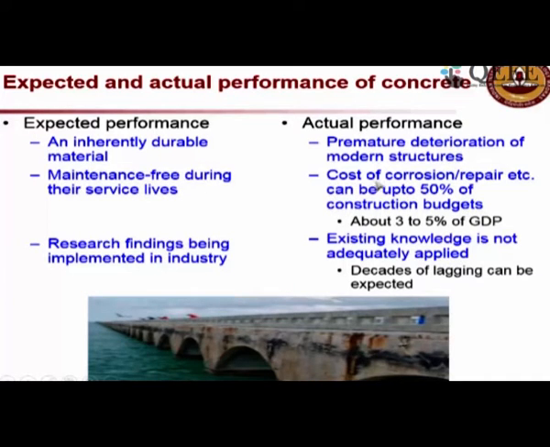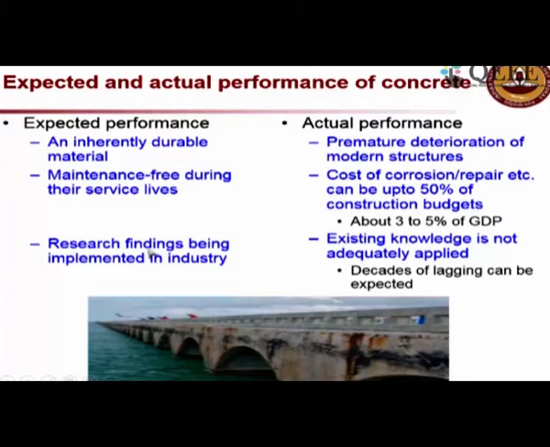But what we have seen is there is a huge cost of corrosion and repair, which can be up to about 50% of the construction budgets. So, it is not really maintenance free, and to be precise, we must monitor and maintain the concrete structure so that the cost of corrosion or repair is minimal. And we spend about 3 to 5% of our GDP on maintaining or repairing, to take care of corrosion on our concrete infrastructure.